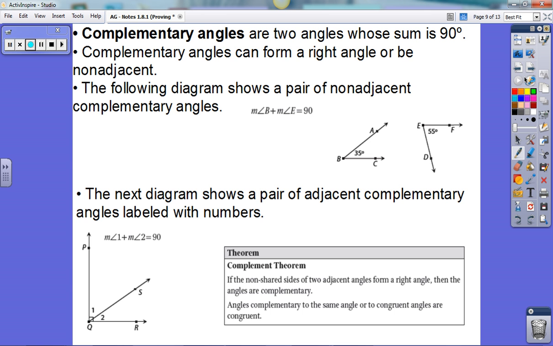Complementary angles: we talked about supplementary angles, angles that add up to 180. Complementary angles are two angles who add up to 90 degrees. They can form a right angle like this right here, and so they're adjacent, or they can be non-adjacent and they're just complementary because they add up to 90.